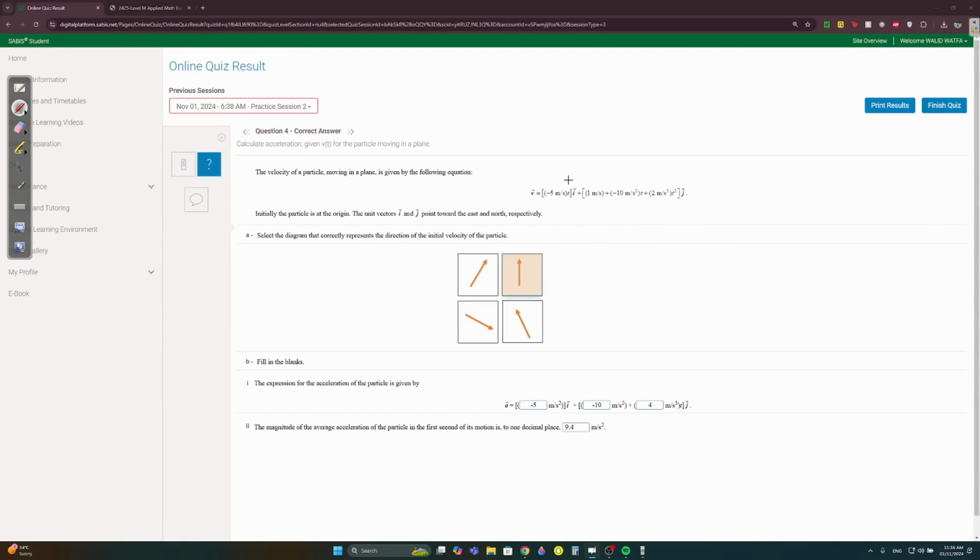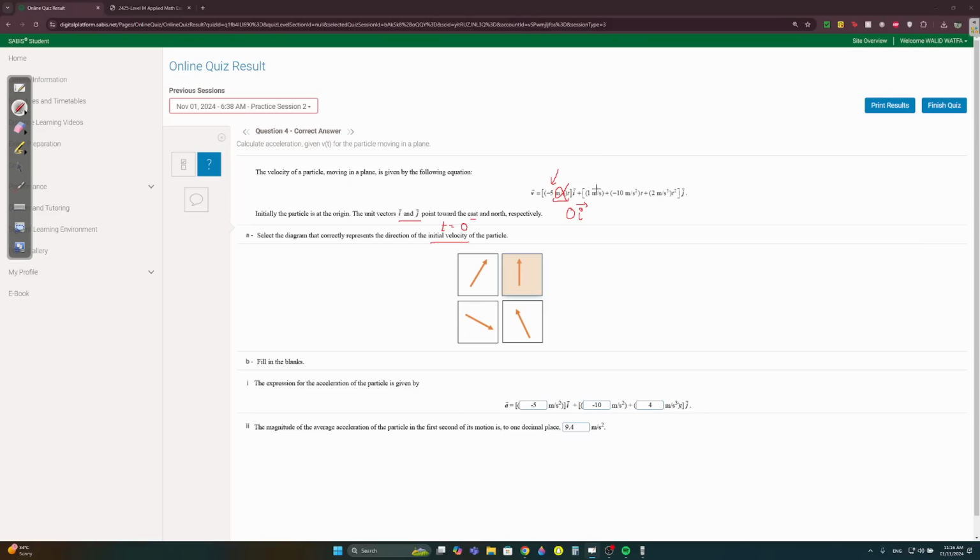Question 4. We got velocity over here, i and j pointing towards the east and north. Select the diagram that represents the direction of the initial velocity of the particle. Okay, initial velocity is when time equals 0. Right? Let's see. If time equals 0, how much is my velocity going to be? Obviously, minus 5 times 0. There's going to be 0i.